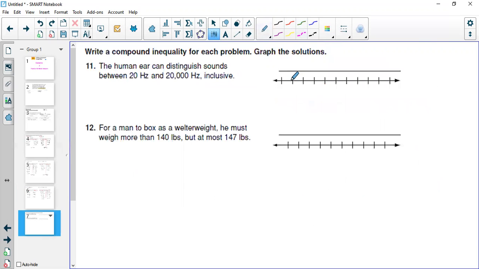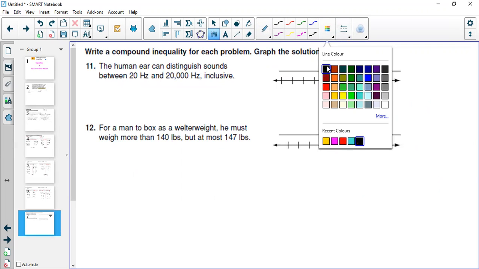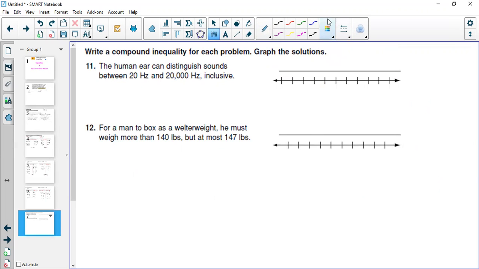Right, let's go ahead and check some problem solving questions. Definitely for problem solving, you need to read the question 2-3 times. Your brain is designed in such a way that when you keep repeating something, you tend to understand, right? So they are saying write a compound inequality and graph the solution. The human ear can distinguish sounds between 20 Hz and 20,000 Hz inclusive.